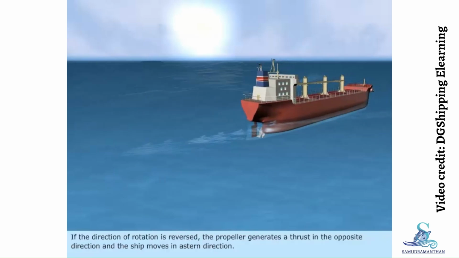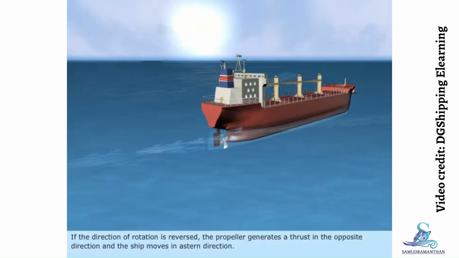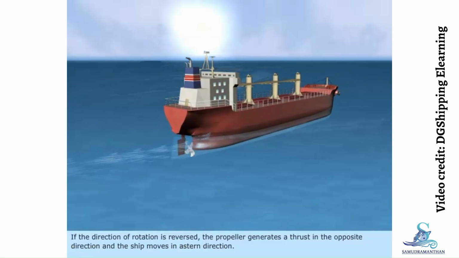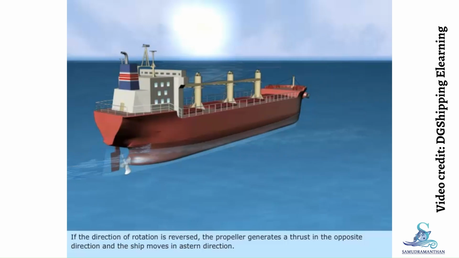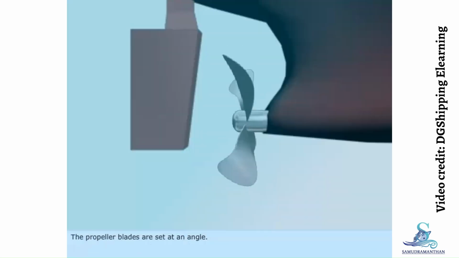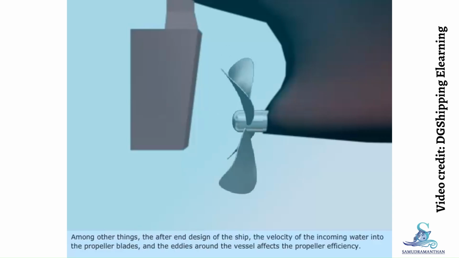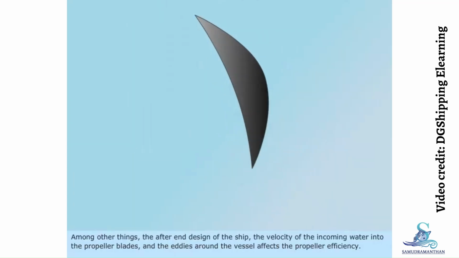If the direction of rotation is reversed, the propeller generates a thrust in the opposite direction, and the ship moves in a stern direction. The propeller blades are set at an angle. Among other things, the after-end design of the ship, the velocity of the incoming water into the propeller blades, and the eddies around the vessel affects the propeller efficiency.